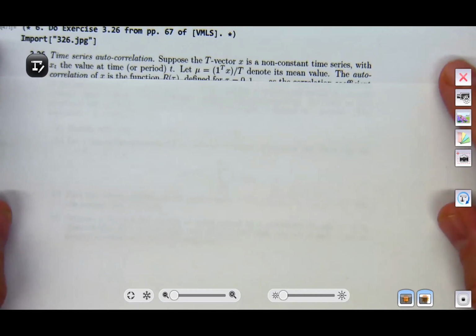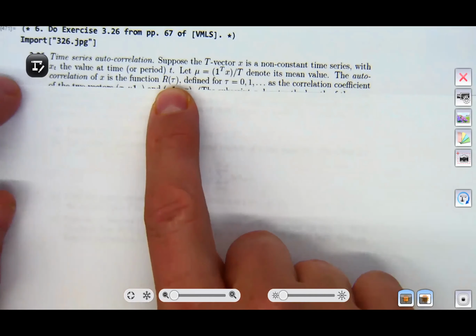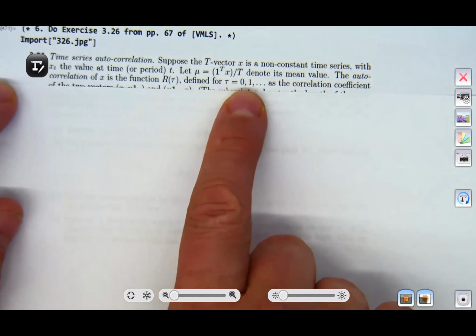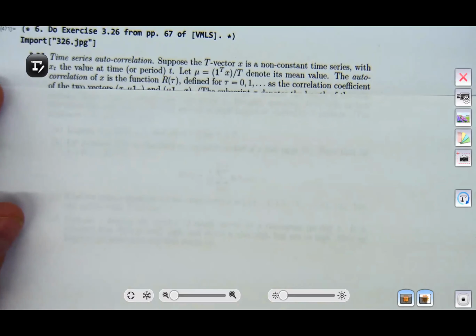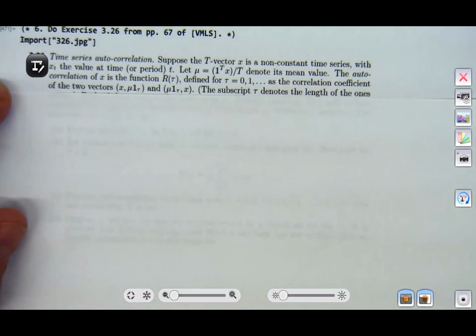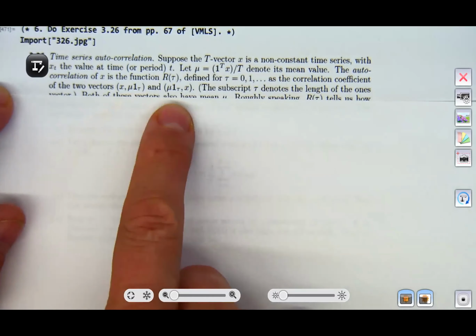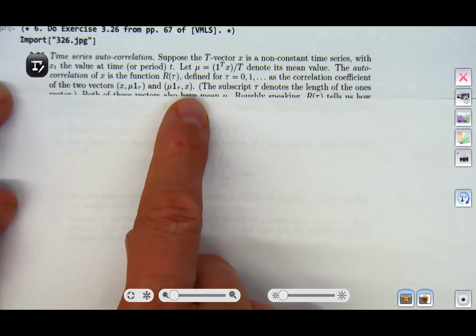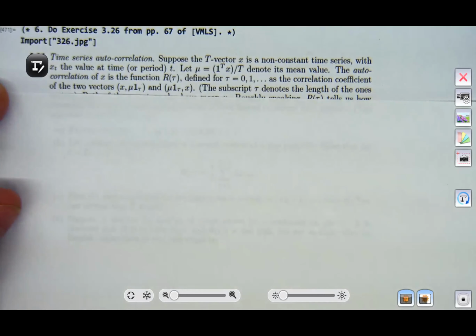All right, the autocorrelation of x is the function r of tau. So here we have a new letter tau, and that is defined for tau equals 0, 1, and so on. This is defined as the correlation coefficient of the two vectors. Now this correlation coefficient is particular to this book, and I'll come to that soon. But first I want to talk about these two things, because when I first saw these, having not looked through the entire text, I didn't know what they meant. So let's just describe that.